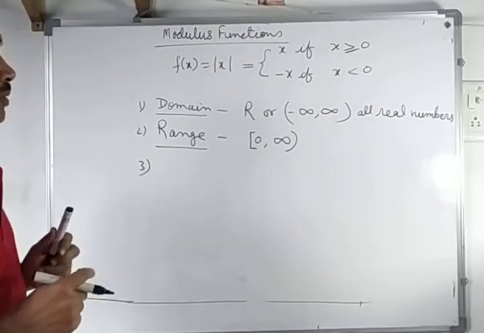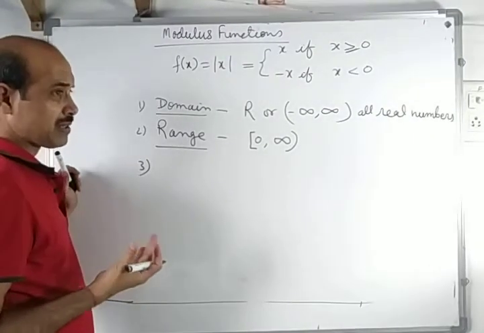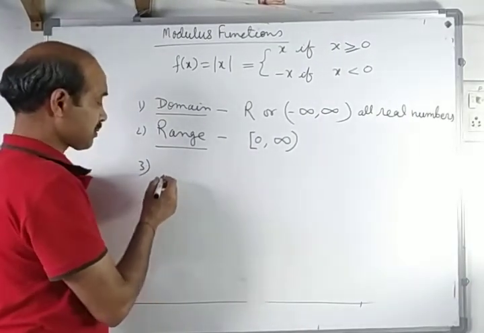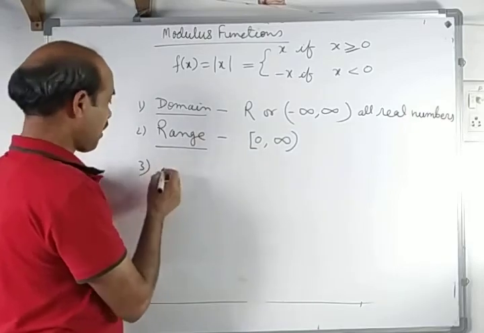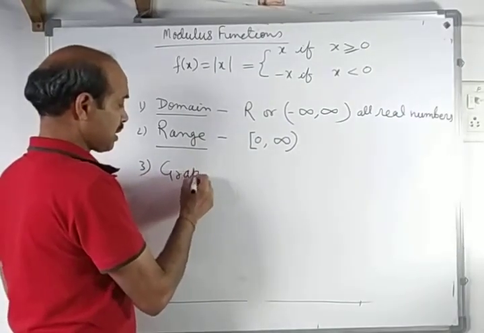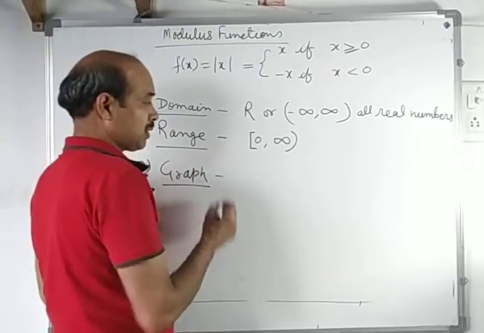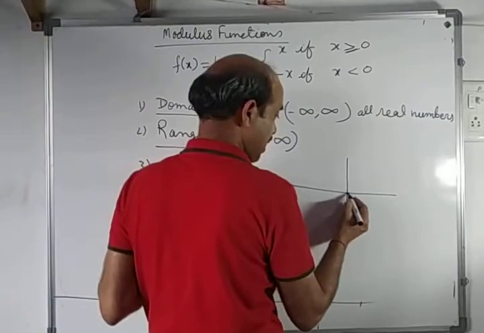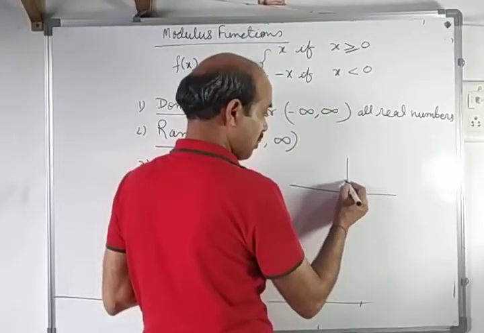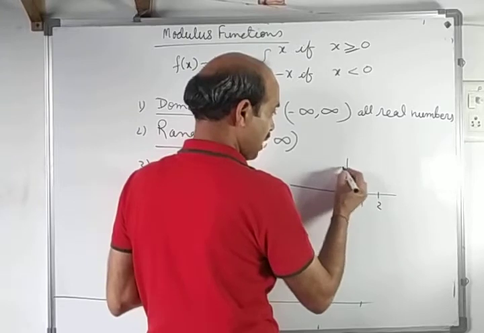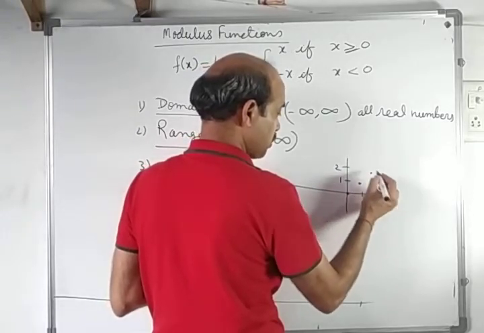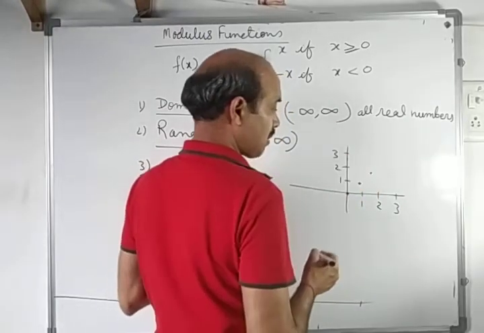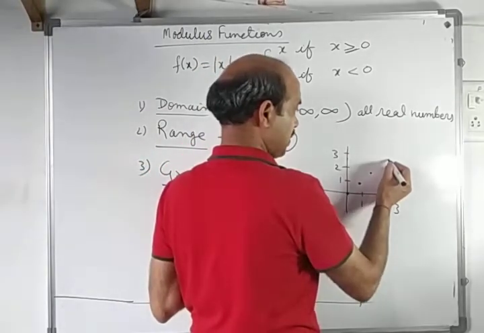Now we have to know about some other functions which are related to the modulus function, and one with a graph. Before this we must draw the graph of this function. When x is 0 the value is 0, when x is 1 the value is 1, when x is 2 the value is 2. So this is 1, 1, 2, 2. In the same way, when x is 3 the value of the function is 3. So this is 3, 3.